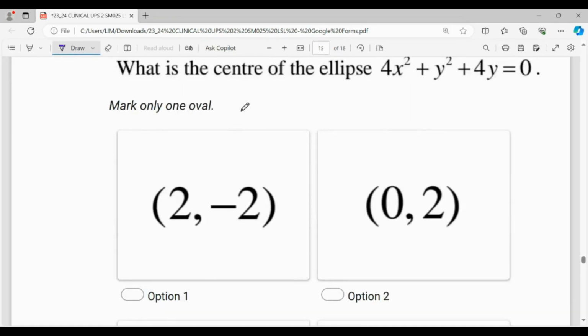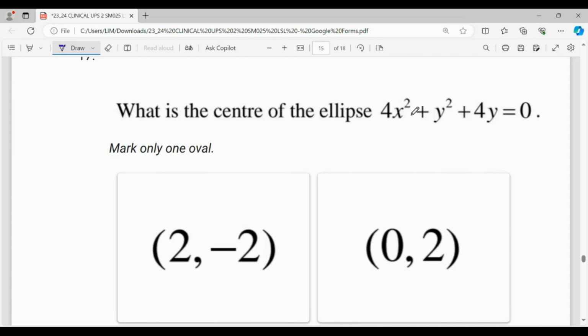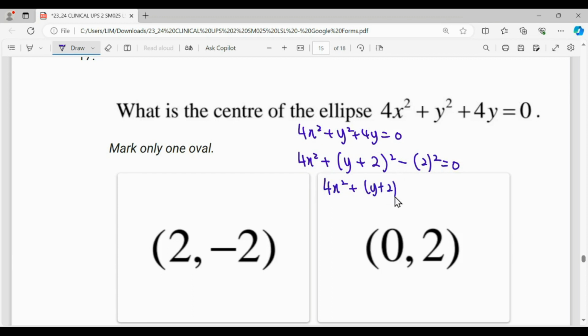Then look at this equation. They ask what is the center of this ellipse? So we need to complete the square to find the ellipse here. First, we rearrange our x and y. For the x part, we don't have any other x term to complete the square, so we leave it. For the y term, we can start completing the square, where y squared we put in a bracket. Then for this 4y, divide by 2, 4 divided by 2 is 2, then we minus 2 squared. So we remain with x squared, then (y plus 2) squared.